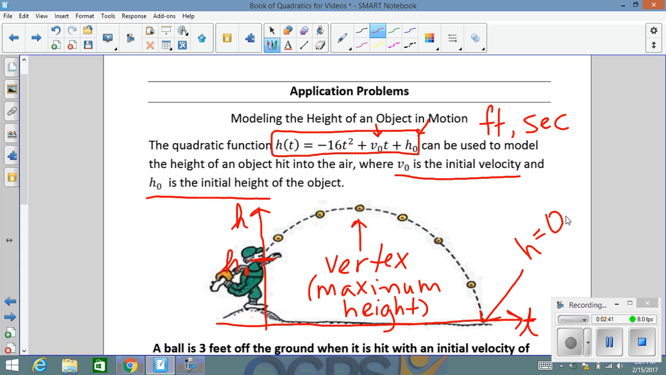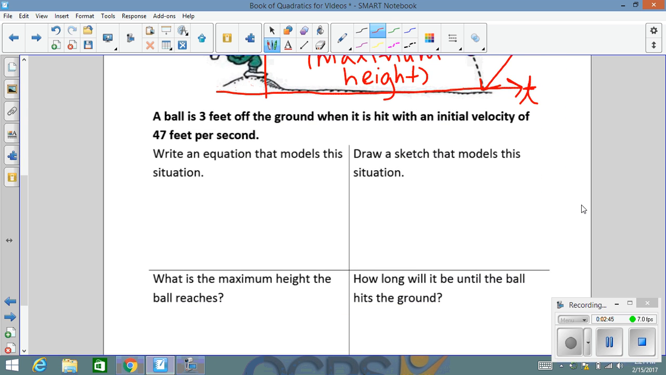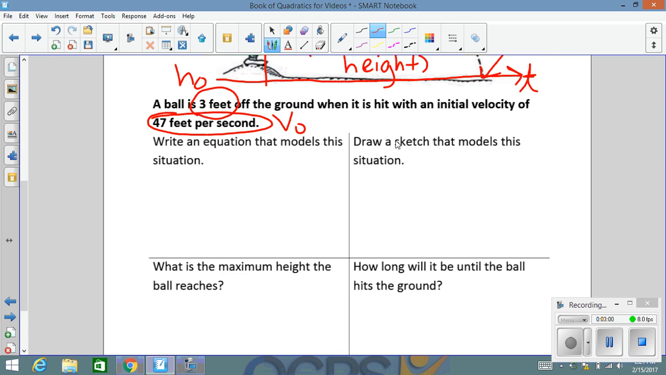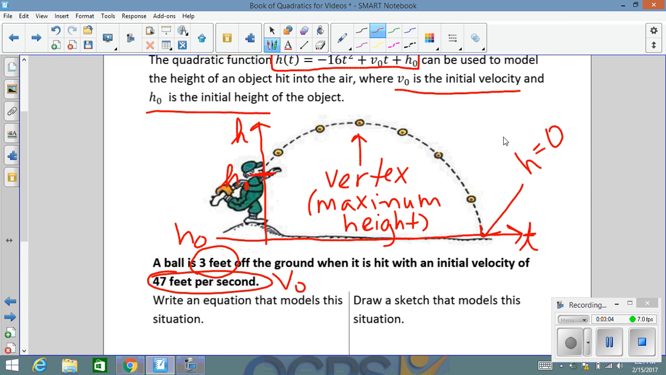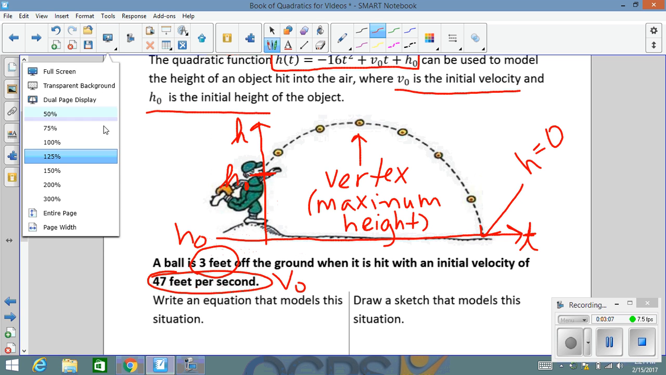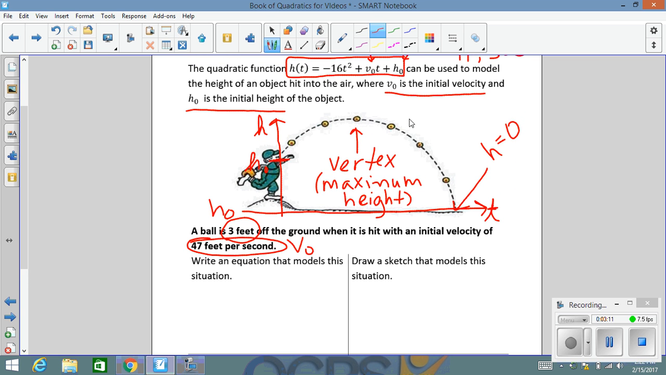All right, let's look at an example. We have a ball that is 3 feet off the ground when it is hit with an initial velocity of 47 feet per second. So this is our initial height, and this is our initial velocity. If we go back to our generalized form, -16t squared plus v naught t plus h naught.